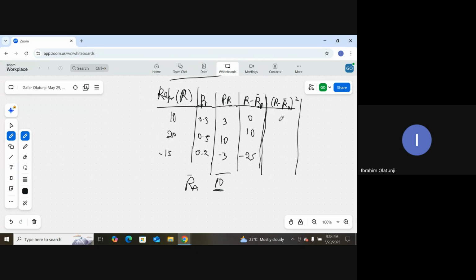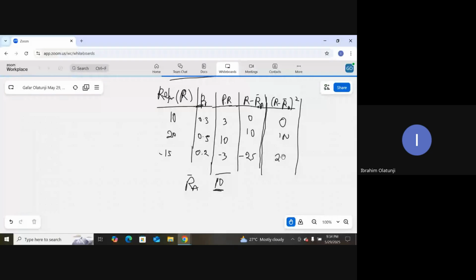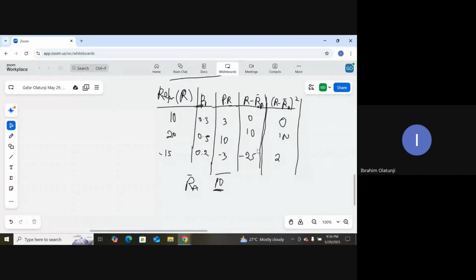So this one becomes 0. This one becomes 100. This one, is it 275 or 225? Which one? 25 times 25 is 625.